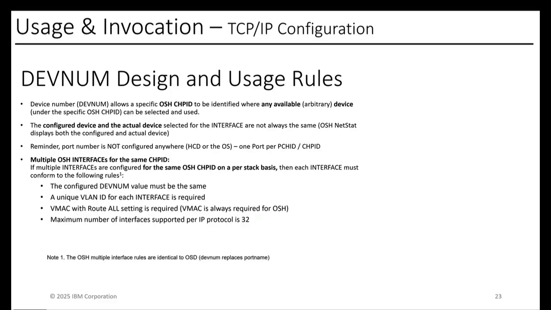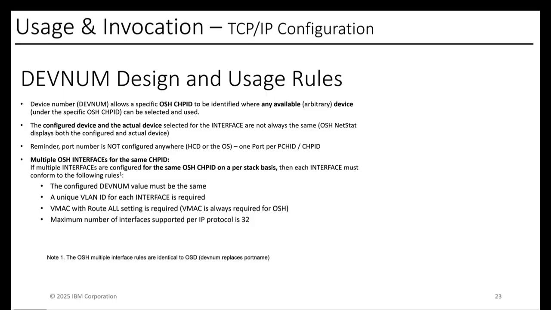That kind of gives us what I was telling you, that we know it's the same physical port then, and we can enforce the rules. You have to have a unique subnet and a unique VLAN per interface if you're sharing the same port for OSH. VMAC route all must be configured, and that's it. And then the maximum number of interfaces that are supported per IP protocol is 32, quite a large number, the same as IPQENet. And again, these are the exact same rules that OSD supports today. We didn't make any new rules.